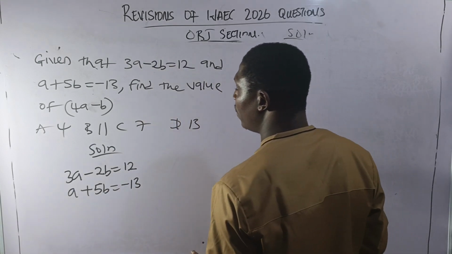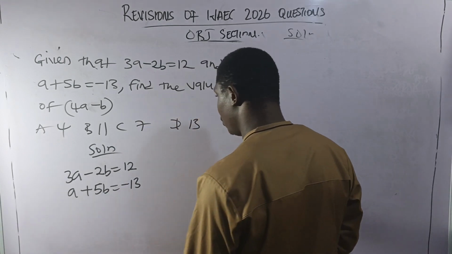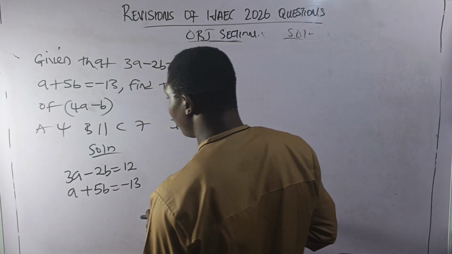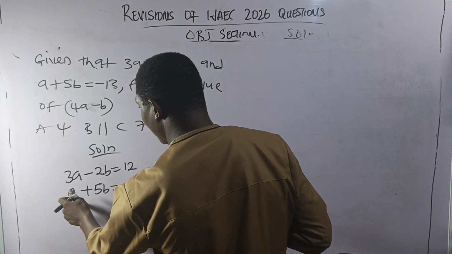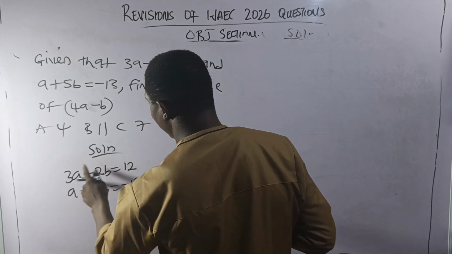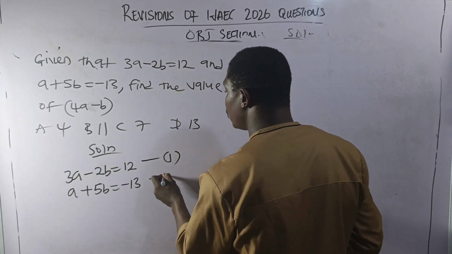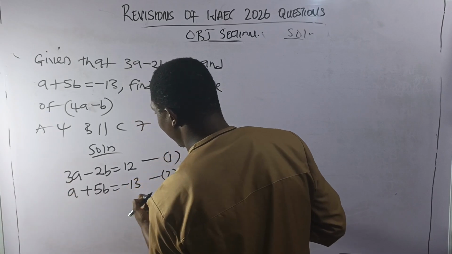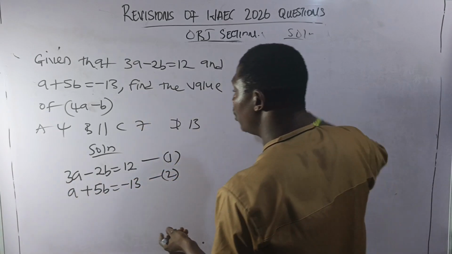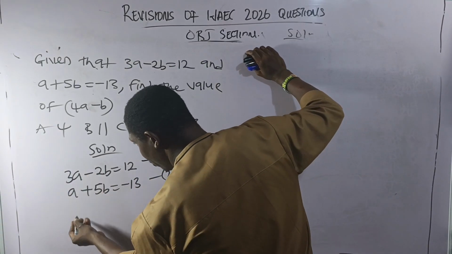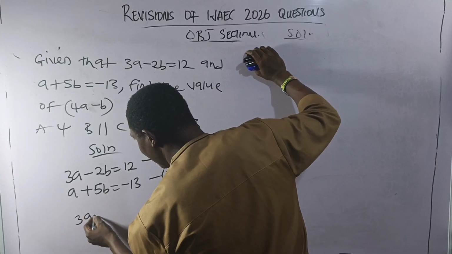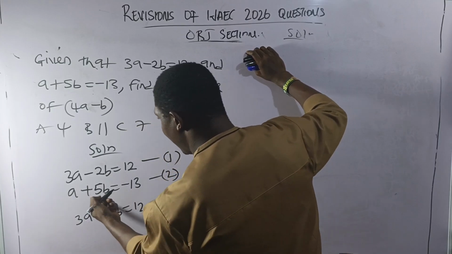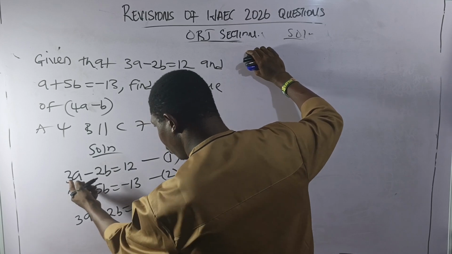13. Now, if I want to use the elimination method, I will easily eliminate a first. And if I'm doing that, I'll simply use the coefficient of a, which is 1 here, to multiply my equation 1, and use the coefficient of a in equation 1, which is 3, to multiply everything in equation 2. So doing that, equation 1 remains the same. I'll have 3a minus 2b equal to 12, equation 1. And equation 2 becomes, I'm multiplying equation 2 by 3 now.